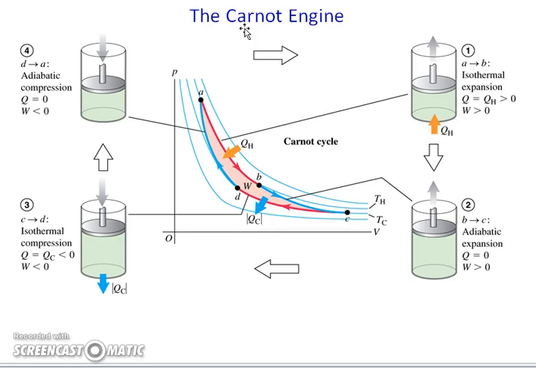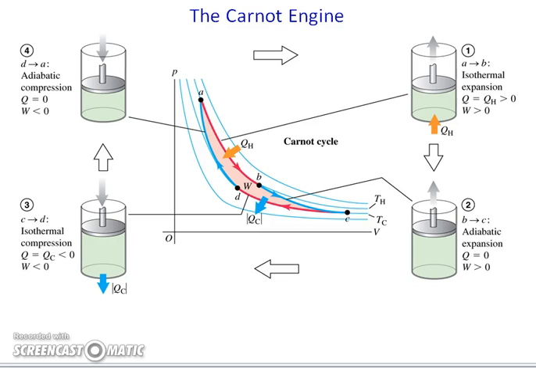Look, there are 4 steps in the cycle here. So in each cycle, a QH amount of energy is drawn from a hot reservoir at temperature TH, and in the same cycle a QC amount of energy is released to the cold reservoir at temperature TC.